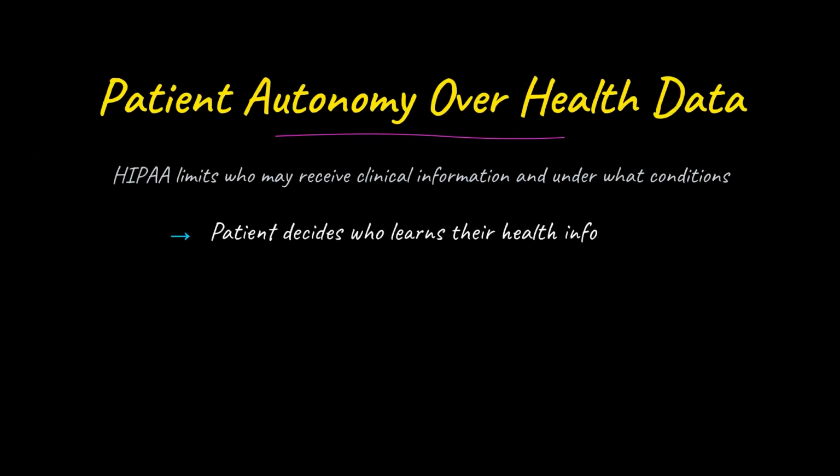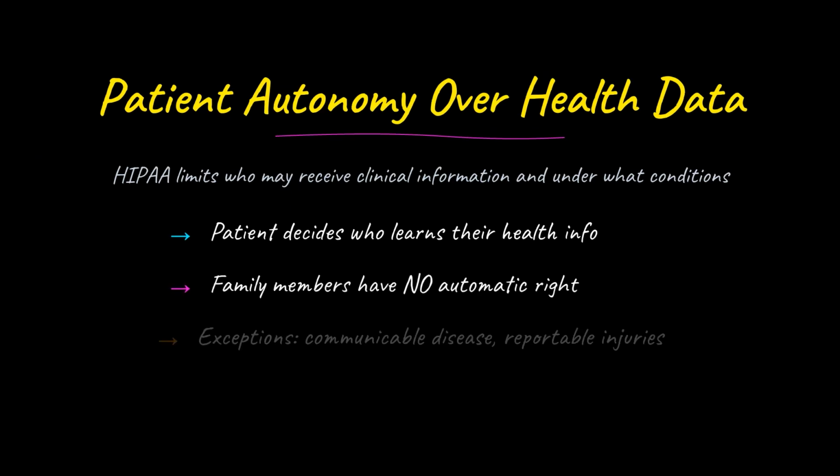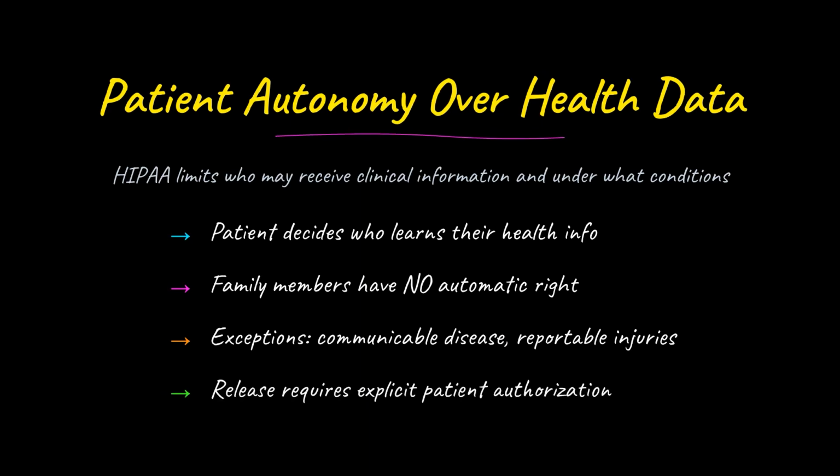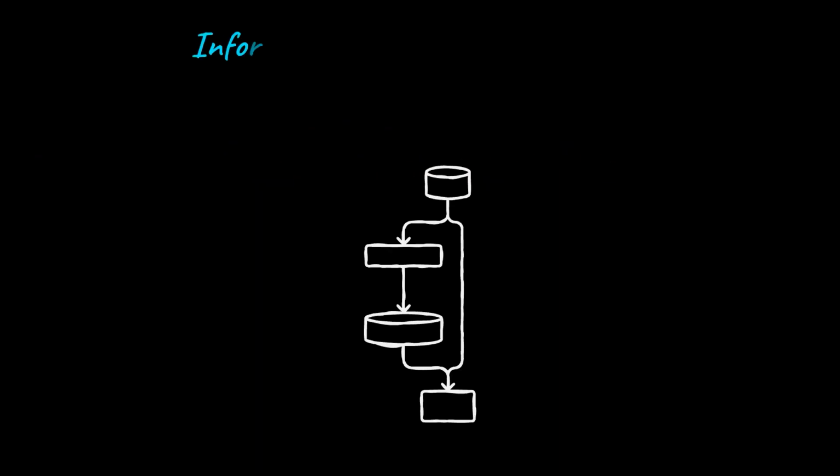HIPAA is built on the principle that patients control their own health information. Even close adult family members are not automatically entitled to clinical results. Access requires explicit authorization from the patient, with narrow exceptions like mandatory reportable conditions. The technician's job is straightforward. Do not comment on findings, redirect the family member to the ordering physician, and keep the conversation brief and respectful. Any clinical comment, even saying a tracing looks fine, is an unauthorized release.